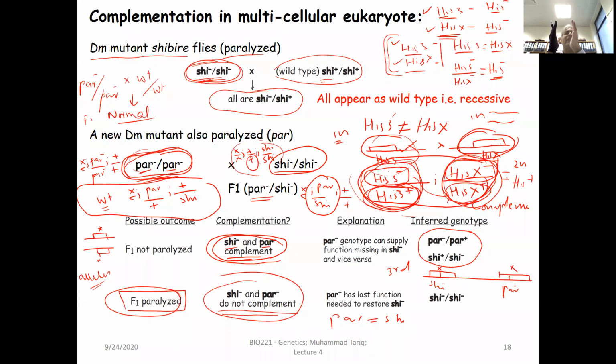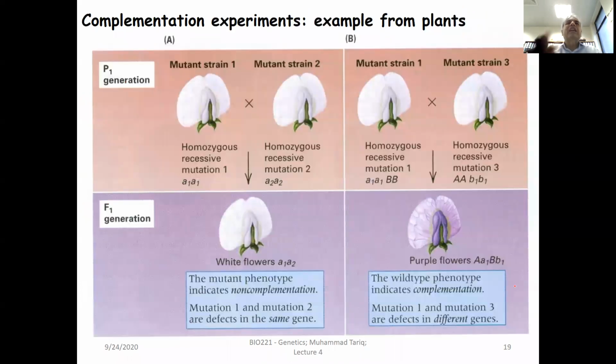The other possibility is they are not on the same chromosome, they are on different chromosomes like this. And still they complement each other because they are in different genes, they're non-allelic. Is it clear? There's no recombination here. Okay. Let's go.